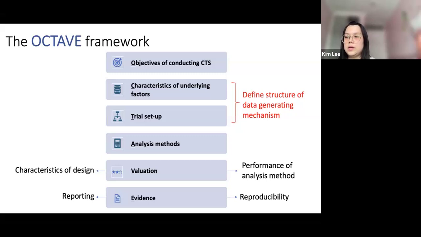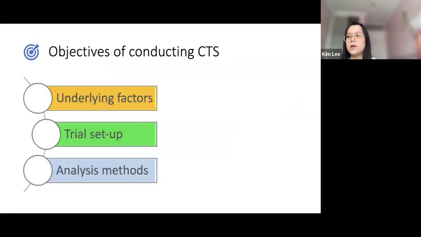Before we start doing anything, defining clear objectives helps us focus on concrete and actionable steps. So our framework starts with O for objectives rather than A for aim. We define simulation objectives by three components in clinical trial context: the underlying factor, trial setup, and analysis methods. Specific objectives are defined by the fixed or varying details of these components.